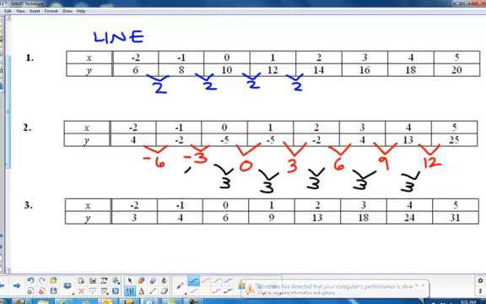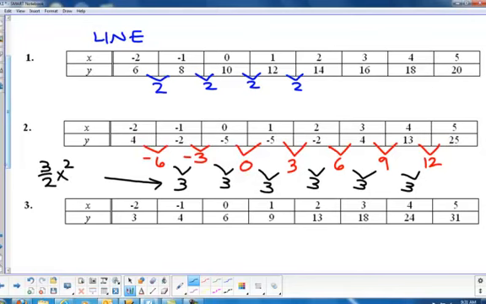In fact, this second difference tells us even more. This is a quadratic where the coefficient of x squared is 3 halves. Whatever this second difference is, to get the coefficient of x squared, you would divide by 2.